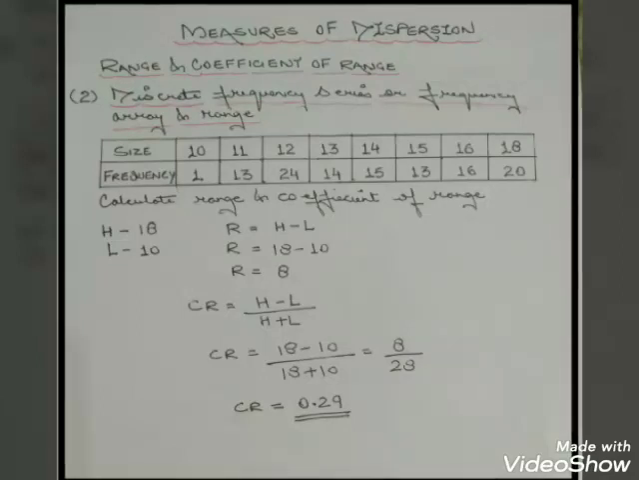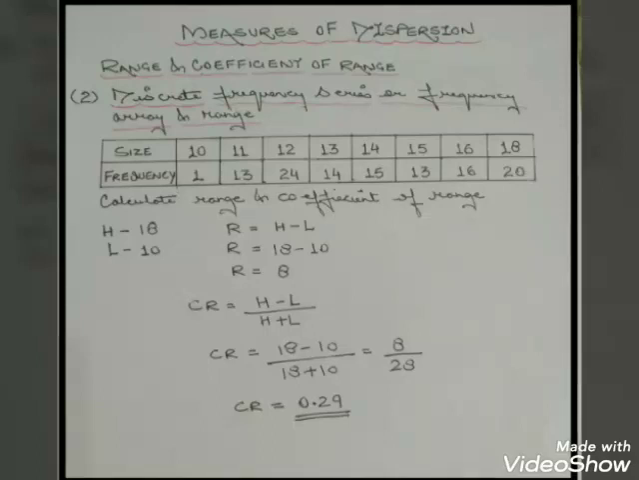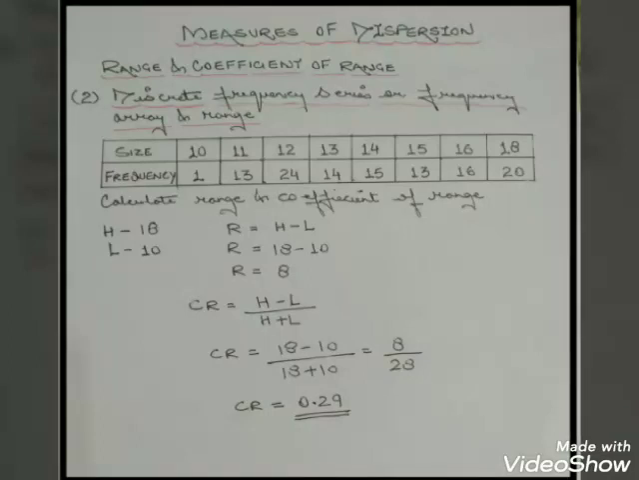Now as we have to calculate range, we are going to put the formula for range. You all remember, formula of range is R equals H minus L, where H is the highest value and L is the lowest value. So our highest value is 18. 18 minus the lowest value 10, and we get the range as 8.